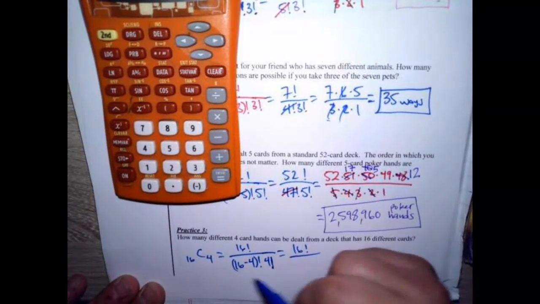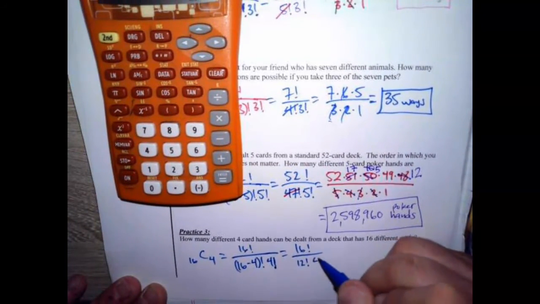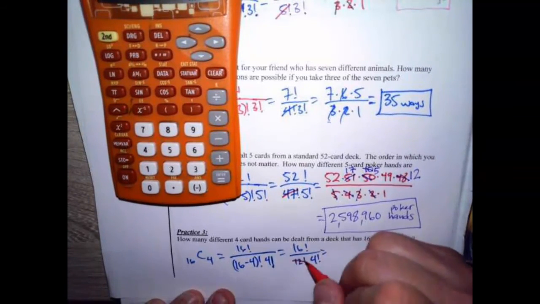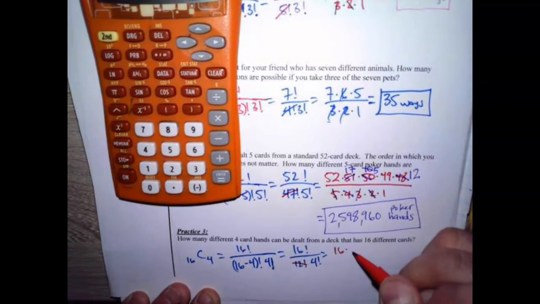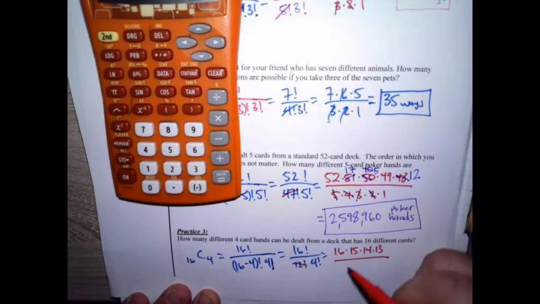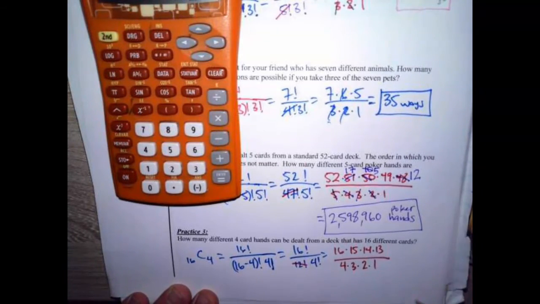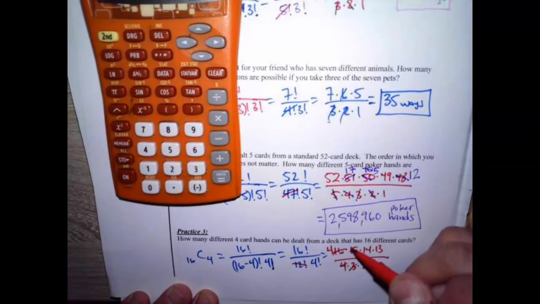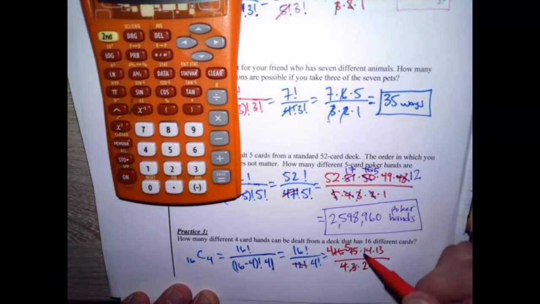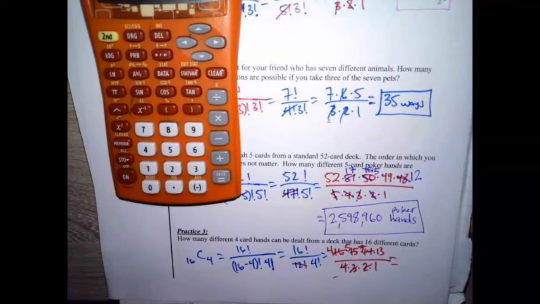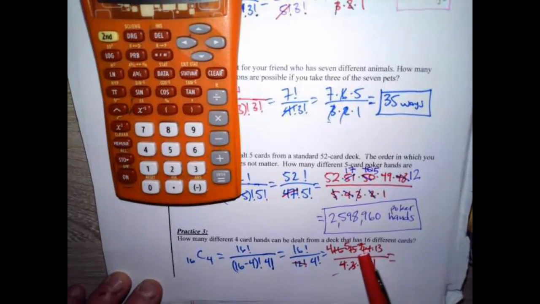Let's go ahead and simplify this. 16 minus 4 is 12. Times 4. We're going to cancel that 12. Hopefully you're good with that. Cancel the 12, and then on top, anything 12 or less will cancel, and here on the bottom we still have that 4 factorial, and I'm going to start canceling. 16 divided by 4 is 4, 15 divided by 3 is 5, 14 divided by 2 is 7. I've now canceled everything on the bottom, so I just have 4 times 5 times 7 times 13.